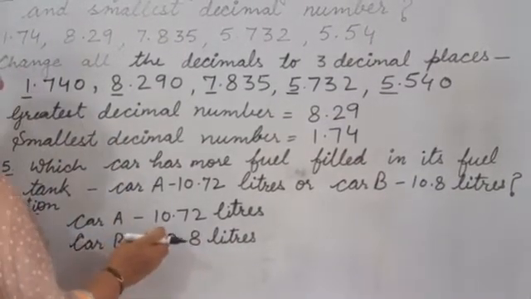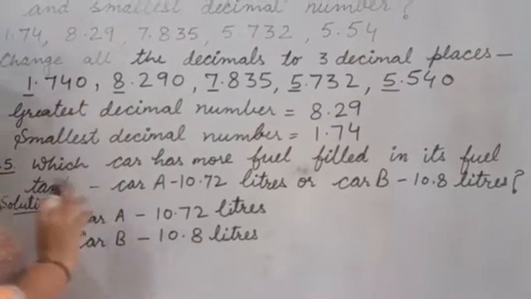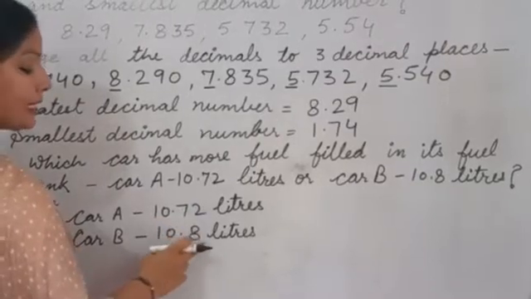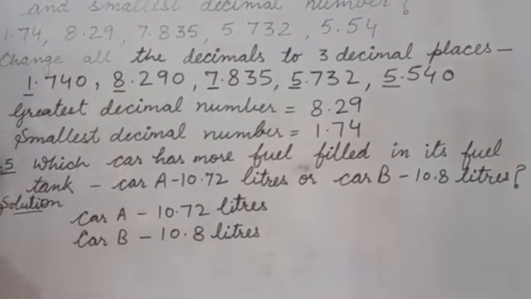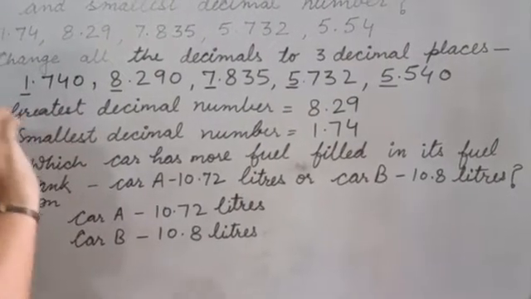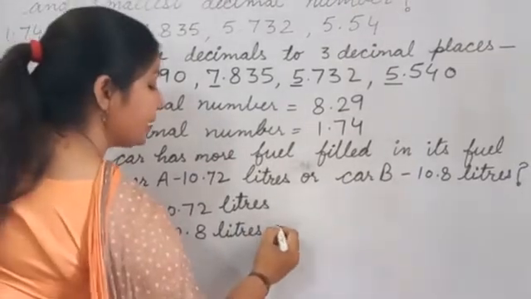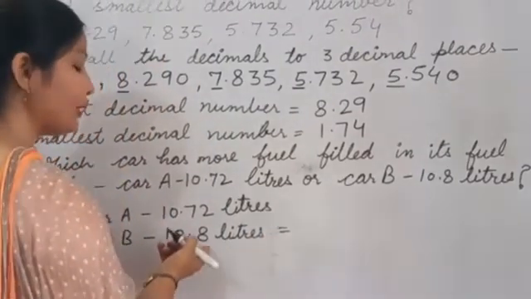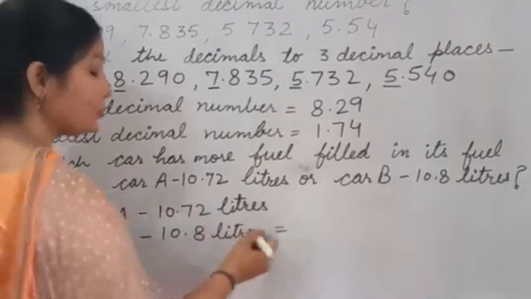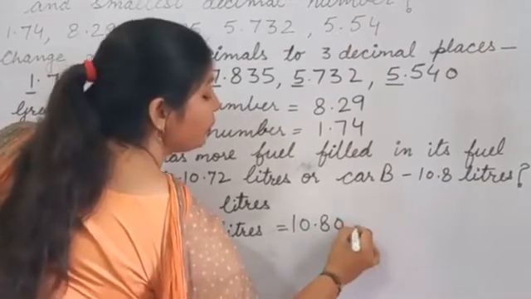Now we see that the whole part is the same, so we can't compare by the whole. Now we check the decimal part. There are 2 decimal places in one and 1 in the other. Whenever we want to compare, we should first make the same decimal places. There is 2, so here also we make 2. So it becomes 10.80 liters.